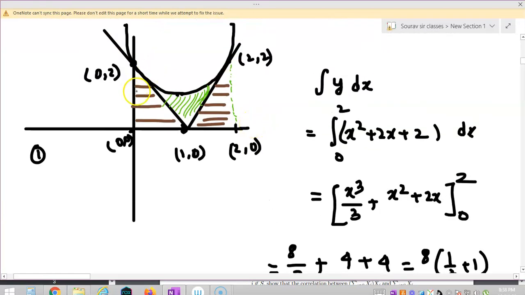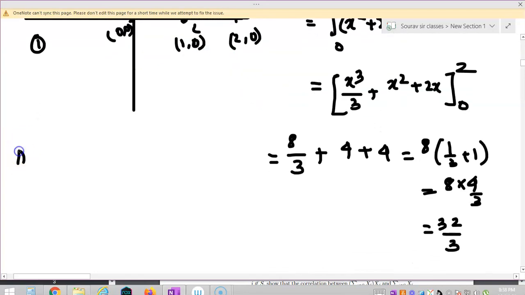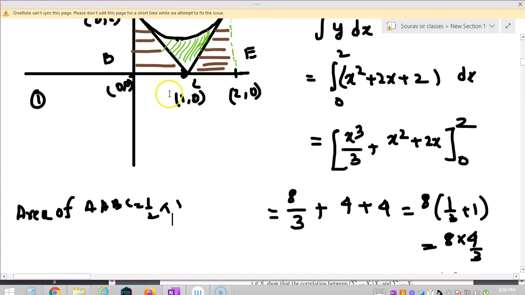Now we need to find out the area of this. How can we find the area? This is our height, this is our base, this is a triangle. If I write ABC, the area of triangle ABC is equal to half into base 1 and height 2, so half into 1 into 2, which is 1. The area of the triangle ABC is 1.